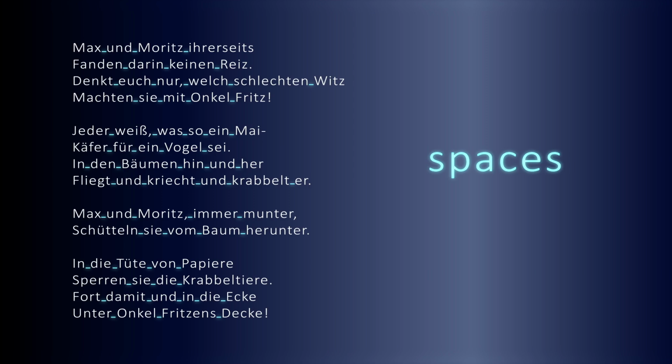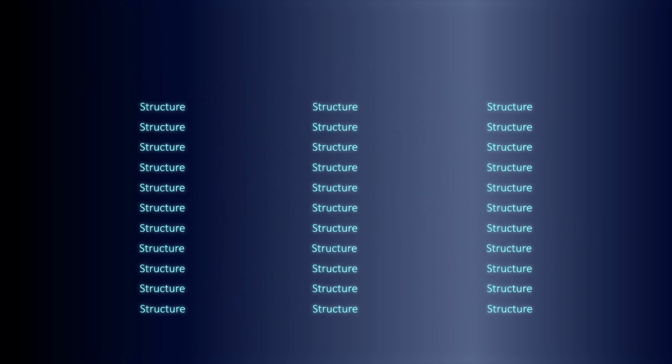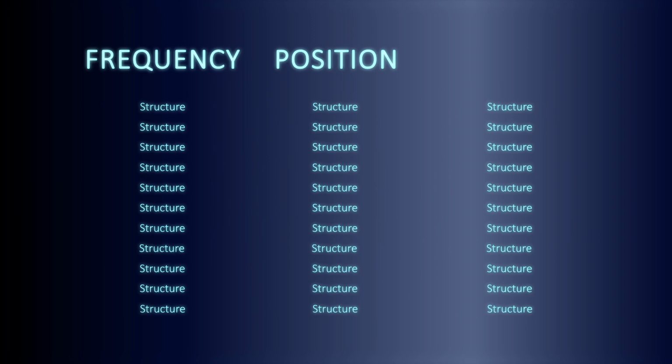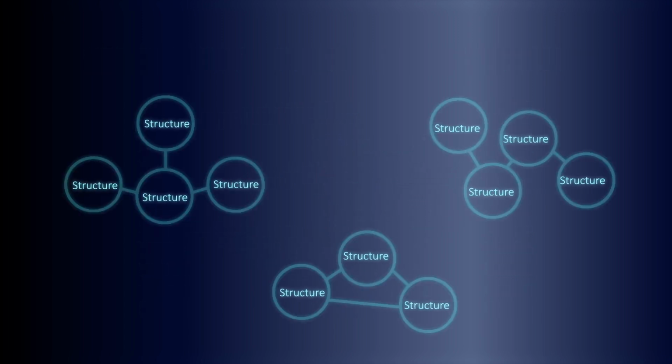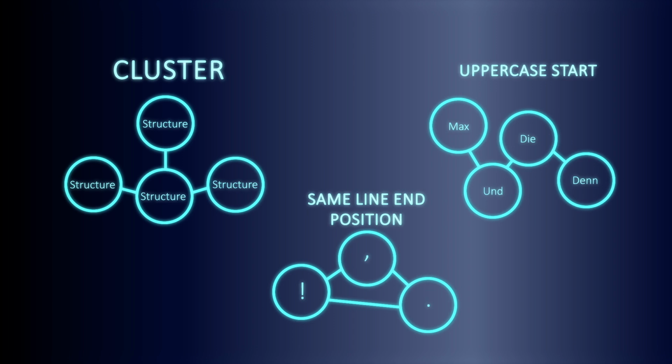We summarize and name all these letters, syllables, words, word groups, punctuation marks, and so on as structures. These structures can be ranked and sorted, for example, by how often the structure appears, its position in a line, a stanza, or the story, or by the length of the structure itself. Structures that are similar or appear repeatedly are grouped together as so-called clusters. Clusters are collections of similar structures that share the same property, such as the same line end position, starting with an uppercase letter, having the same length, or another characteristic.